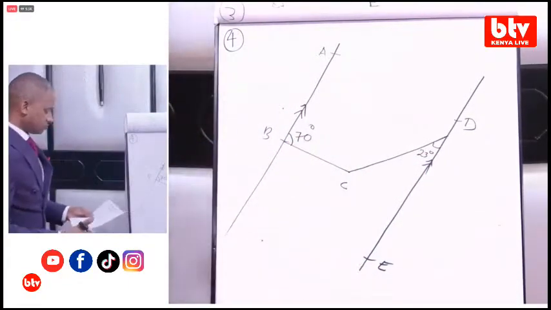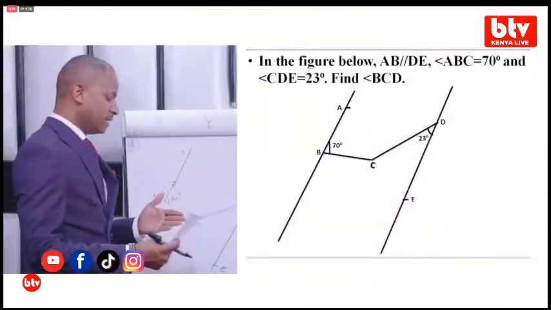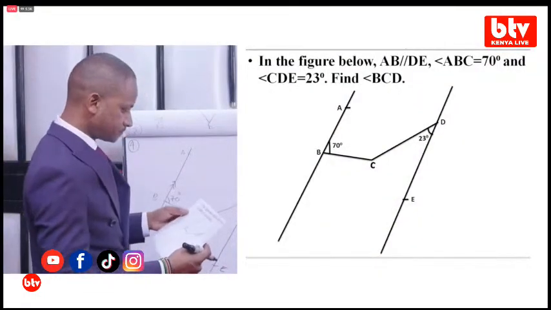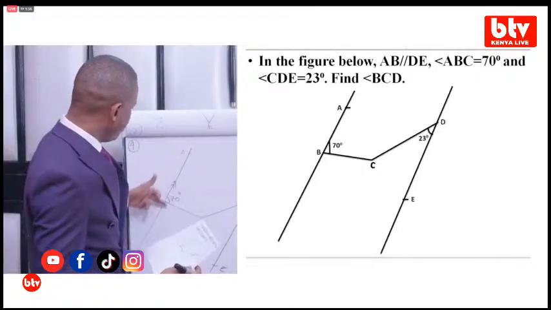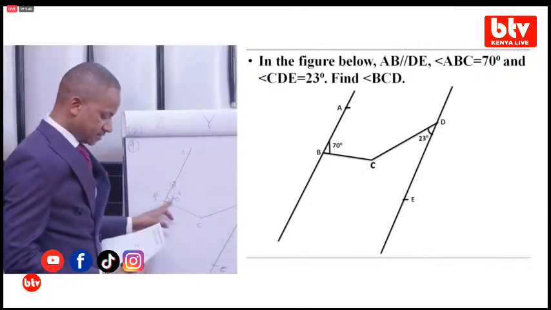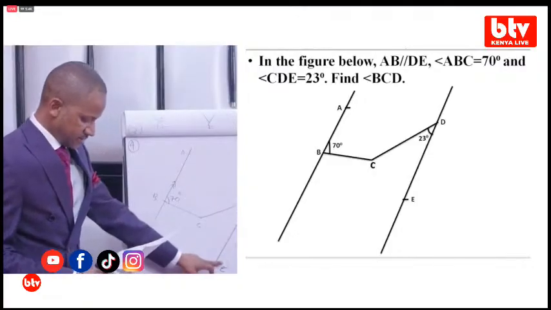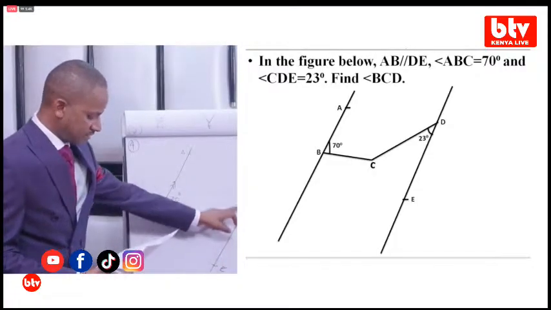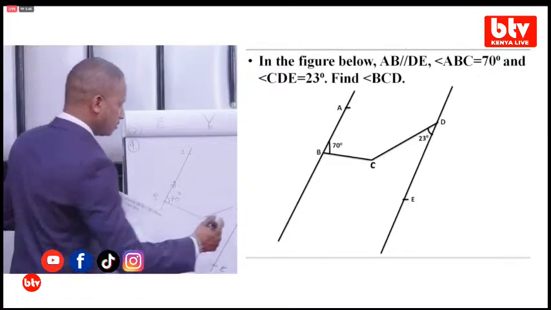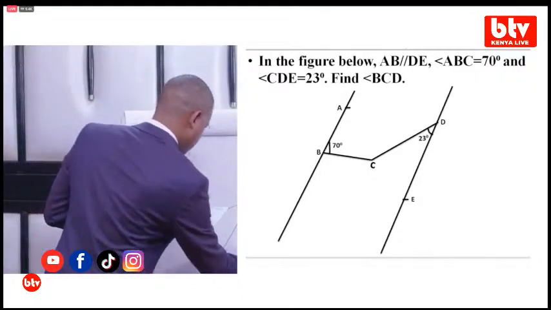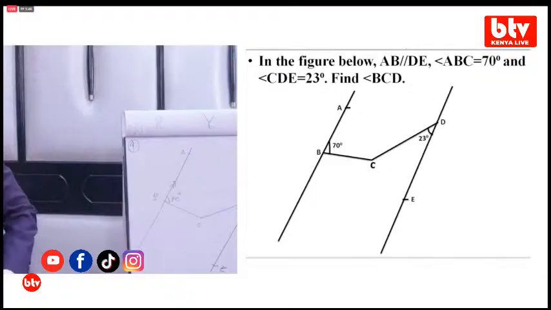This is our figure. Read the question in the figure below. AB is parallel to DE. Angle ABC is 70 degrees, and angle CDE is 23 degrees. Find angle BCD. Our question wants angle BCD.